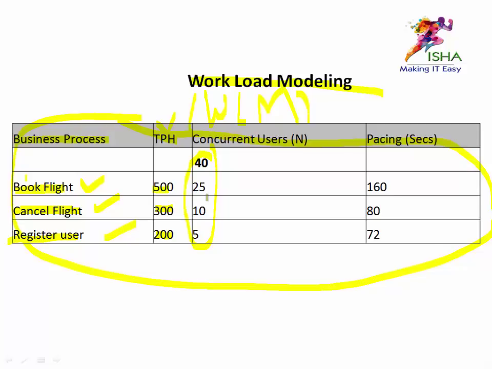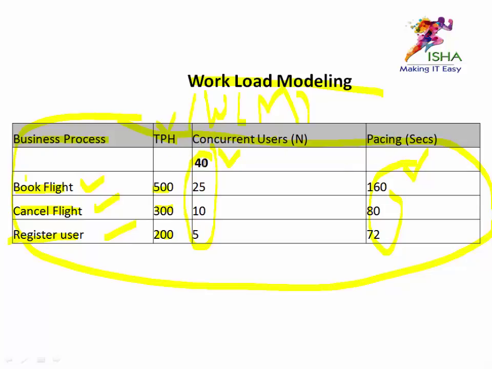Okay, in my course, I spend about 2 hours explaining workload modeling, and how, based on these transactions per hour, we arrive at the concurrent users and the pacing. So if you don't have pacing, you can arrive at the concurrent users. But if you have the concurrent users, you arrive at the pacing.